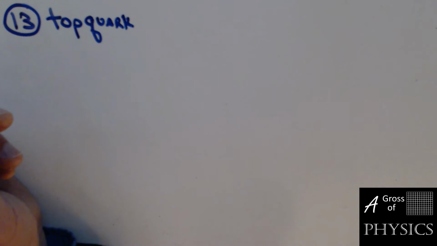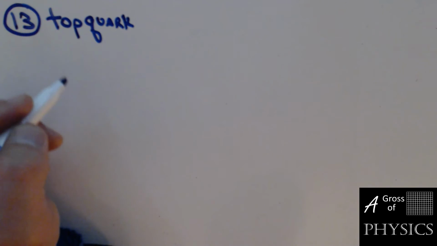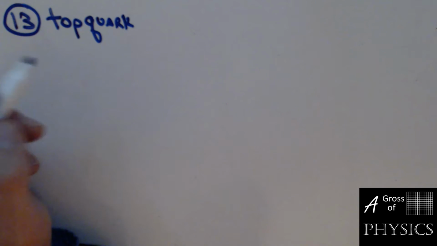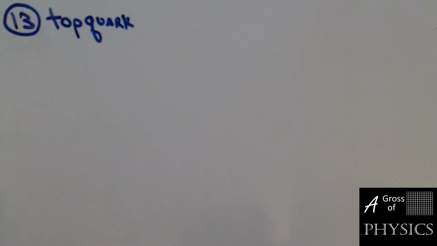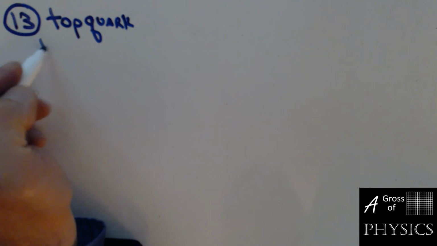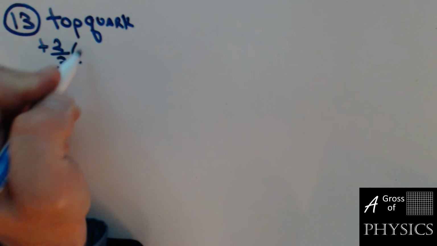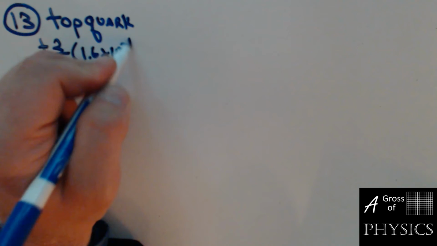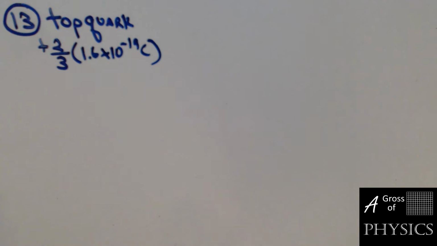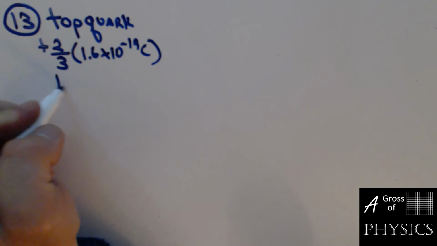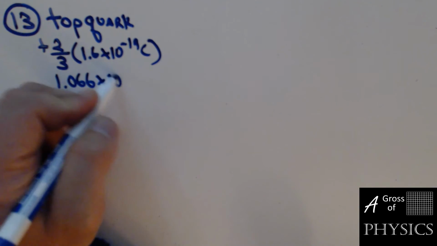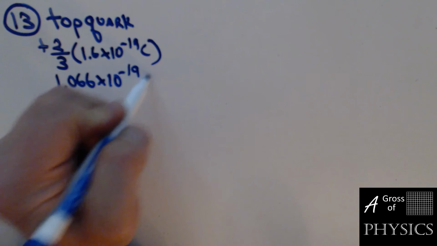Now this next one is 13, and it says a top quark has an approximate charge of. So we have a top quark, and I need to know what the charge of the top quark is. So I look at my chart. Top is plus 2/3 of an elementary particle, which is 1.6 times 10 to the -19 coulombs. So if I just multiply 1.6 E -19 times 2 divided by 3, I get 1.066 times 10 to the -19 coulombs.